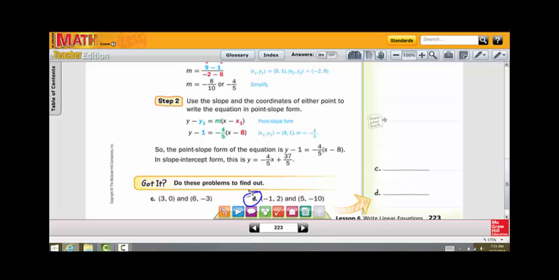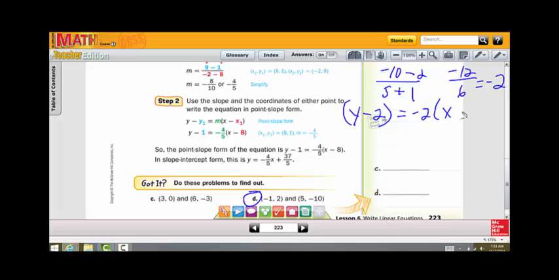Same thing, we're going to take negative 10 minus 2 over 5 minus negative 1. So we have negative 12 over positive 6. That would be negative 2 for a slope. Then we're going to put it in the point slope form. We have y minus 2 equals negative 2, the slope, times x minus a negative becomes a plus 1. So there's our point slope form.